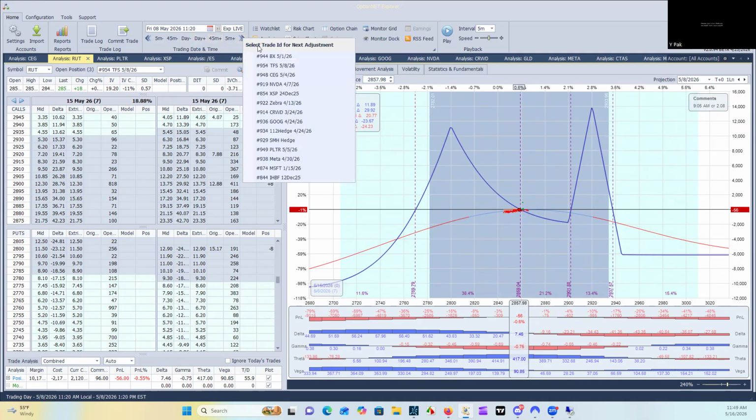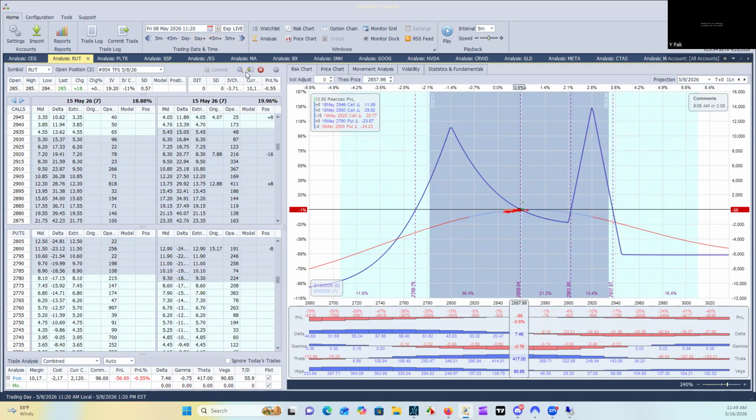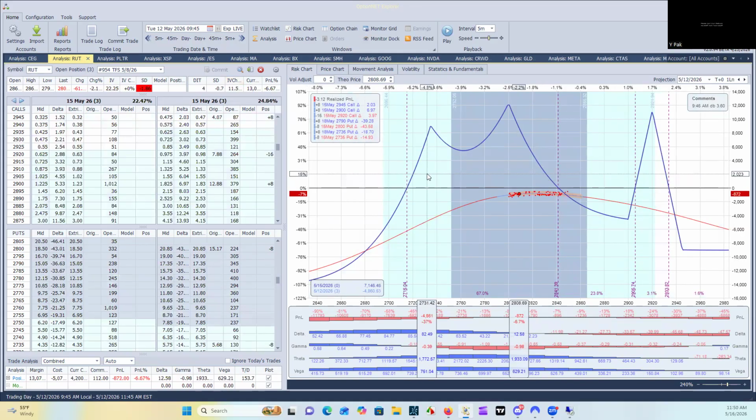So let's go to the next trading adjustment that I made, which I think looks like it goes to Tuesday. So nothing really happened on Monday. So we're in another day for Tuesday. And wait for this thing to load because it's kind of slow.